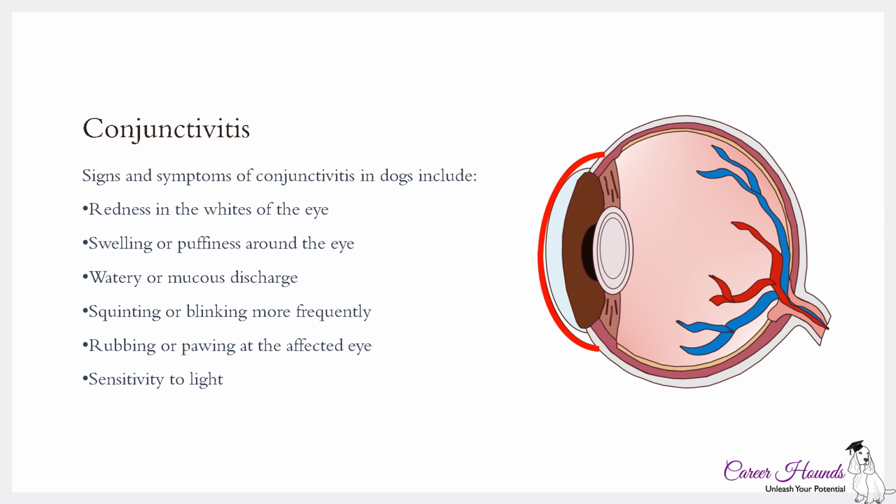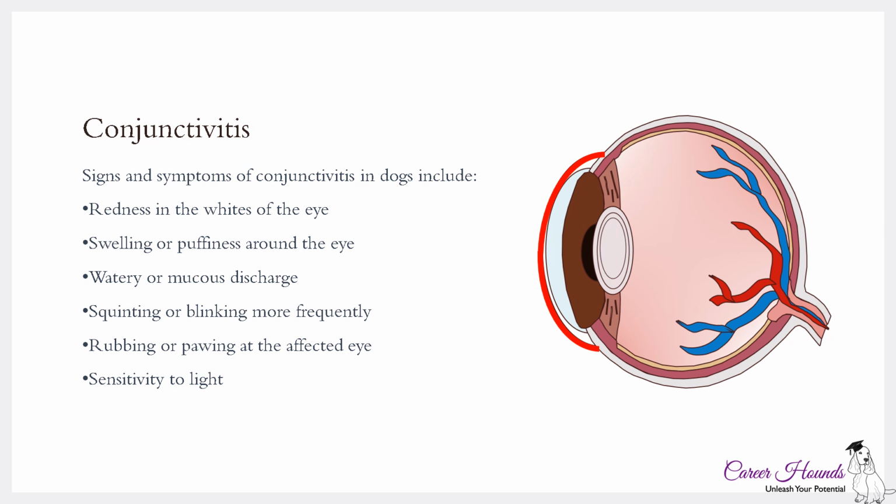Allergies. Dogs can develop allergic reactions to various environmental factors, including pollen, dust, mold, or certain chemicals, leading to inflammation of the eyes. Irritants. Exposure to irritants such as smoke, dust, or chemicals can cause irritation and inflammation of the conjunctiva. Trauma. Injury or trauma to the eye can lead to conjunctivitis.